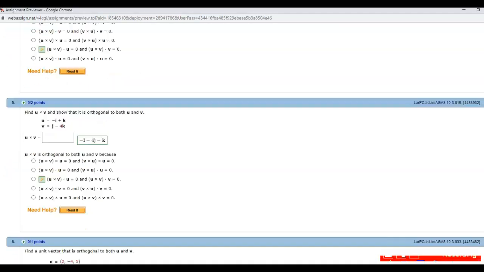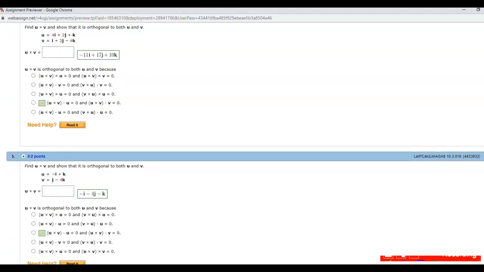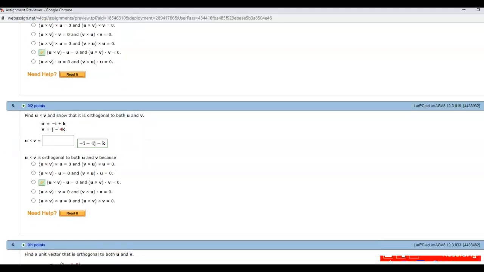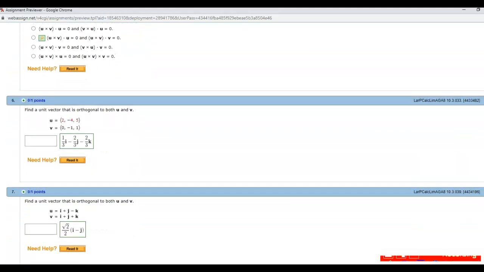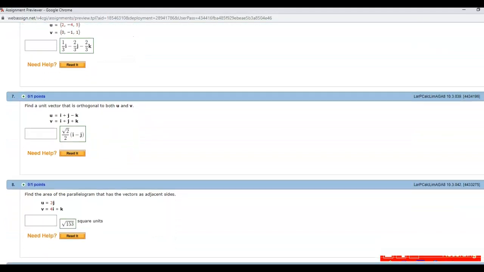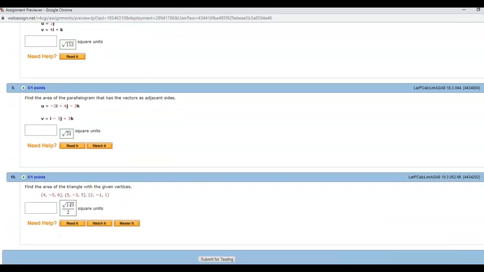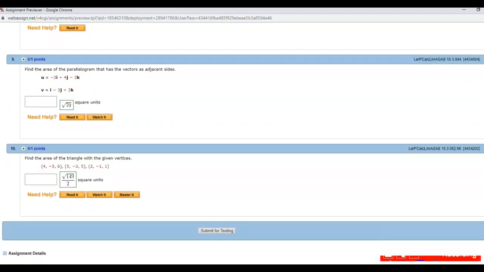What did you say about 4? For 4, you just put it in I, J, and K. Also for 5, I, J, K. Now 6 and 7 ask you to do a unit vector. That means you have to divide the vector by its magnitude. 9 is the area of the parallelogram, so you have to do the cross product and then take the magnitude.